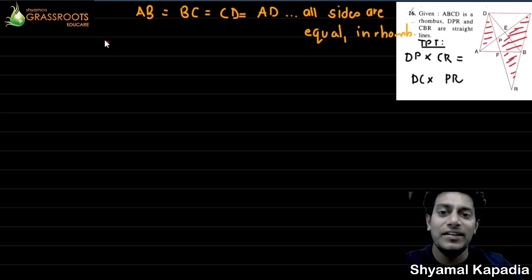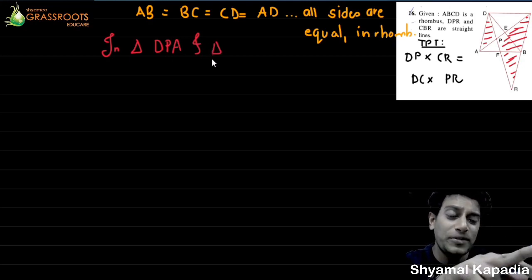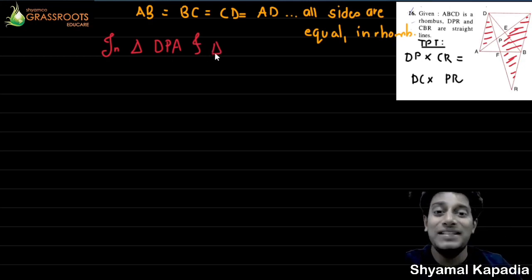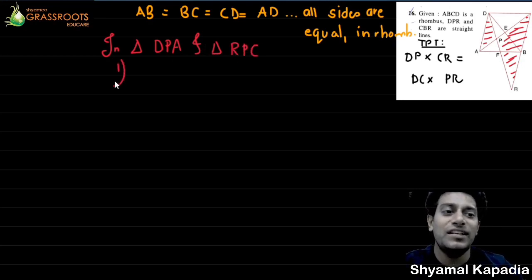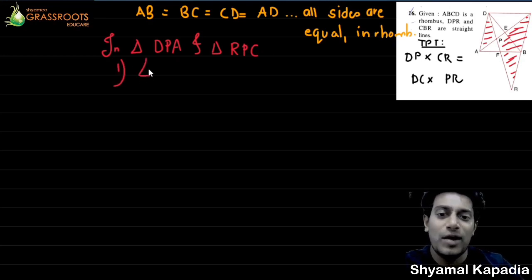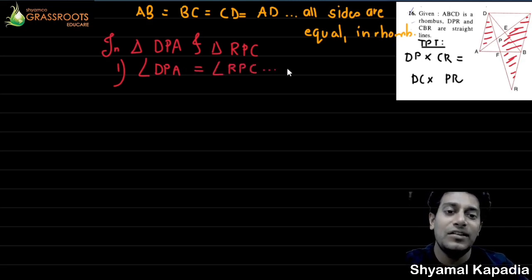So in triangle DPA and triangle, in opposite of D is your RPC. First thing, it's very common sense that it's vertically opposite angles. So angle DPA is equal to angle RPC, and the reason is vertically opposite angles.